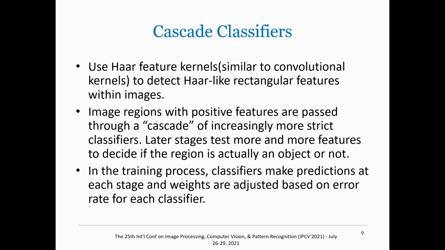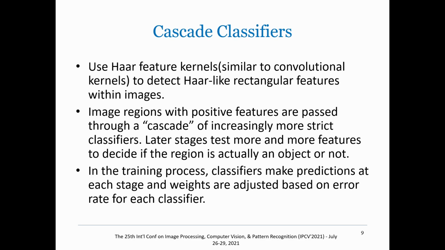Now, regions where we detect features in the image are going to be passed to the second classifier, which is going to scan the same regions and test more features. And if it passes the feature checks again, it's going to be passed again to the next classifier and the next classifier until we finally get to the end where the actual predictions are made.